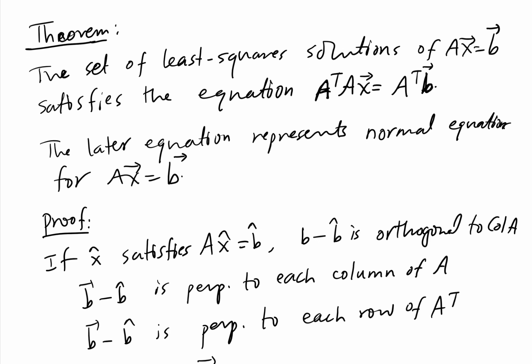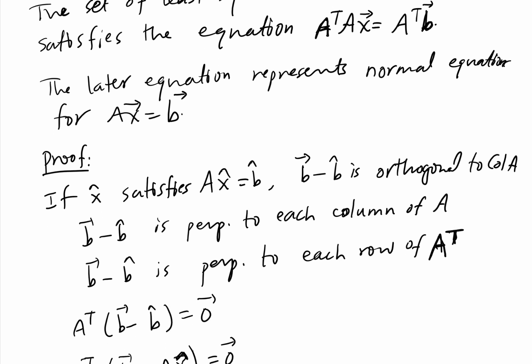So again, a lot of this is if x hat satisfies the equation Ax hat equals b hat, b minus b hat is orthogonal to the column space. We said that earlier. Then b minus b hat is perpendicular to each column of A. Okay, each column of A. And I'll show you what that means. So therefore, b minus b hat is perpendicular to each row of A transpose, because A transpose is obtained by switching rows and columns. The row becomes column, column becomes row.